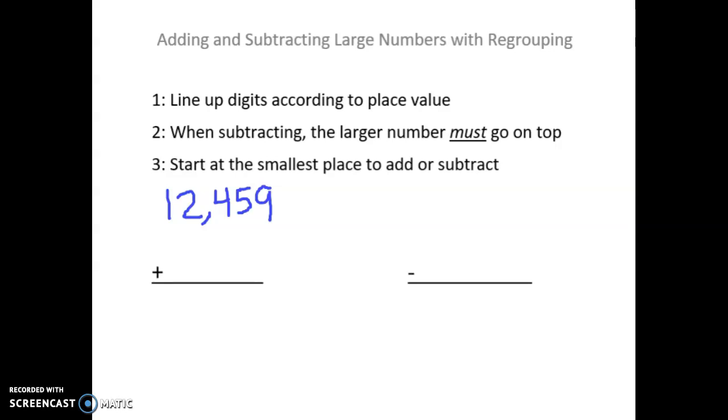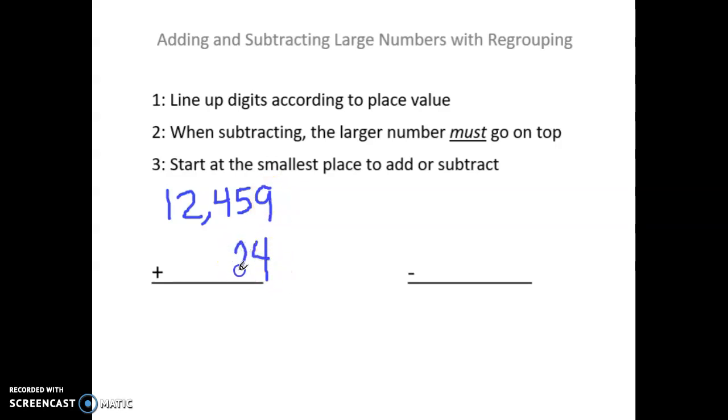When writing the second number, I'm going to start with my smallest place. That is going to help me make sure that I'm putting the digits in the correct place. I'm lining those digits up that belong together. So in the number 23,624, there is a 4 in the ones place. I've lined it up with my 9 in that ones place.